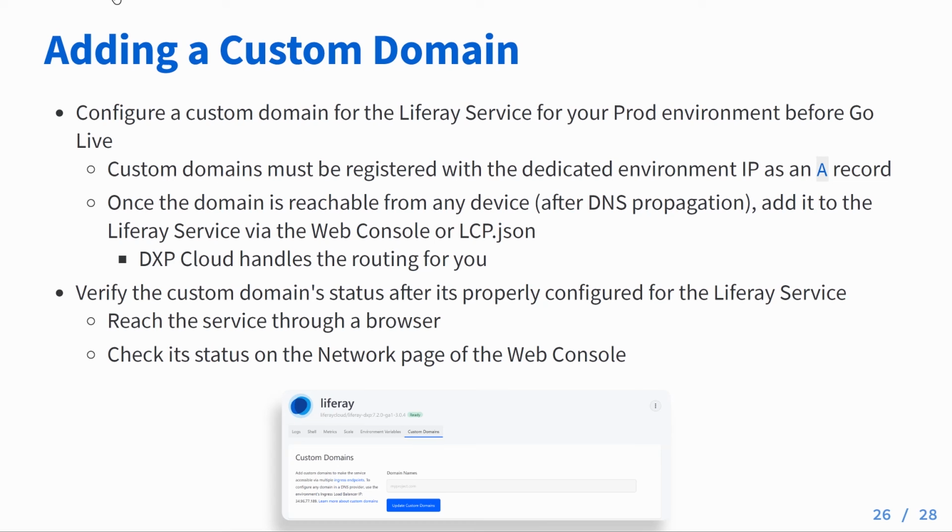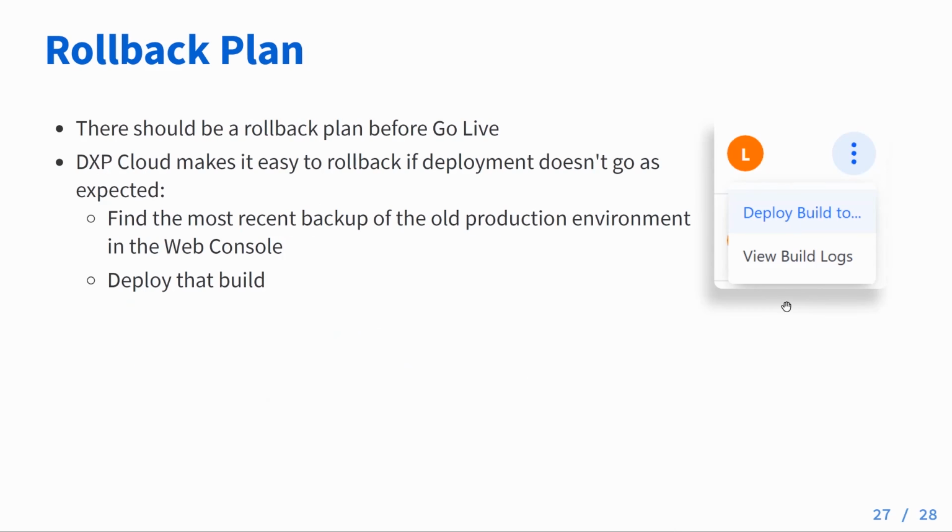DXP Cloud actually handles the routing for us. We can verify the custom domain status after it's properly configured for the Liferay service. We can reach the service through a browser, and we can check its status on the network page on the web console. We need to make sure that the rollback plan is available before the go-live.